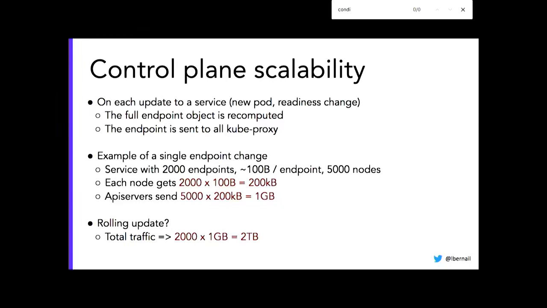But worse, if you're doing a rolling update, which means you're going to update all your pods in your 2000 backend service, one by one they're going to be deleted and replaced, which means at minimum you're going to do what I was saying before 2000 times for 2000 backends, which means you're going to send 2 terabytes of traffic, and this is, of course, quite a lot.